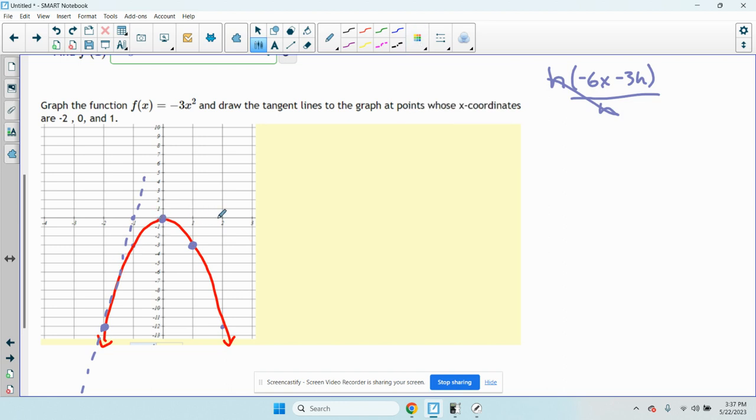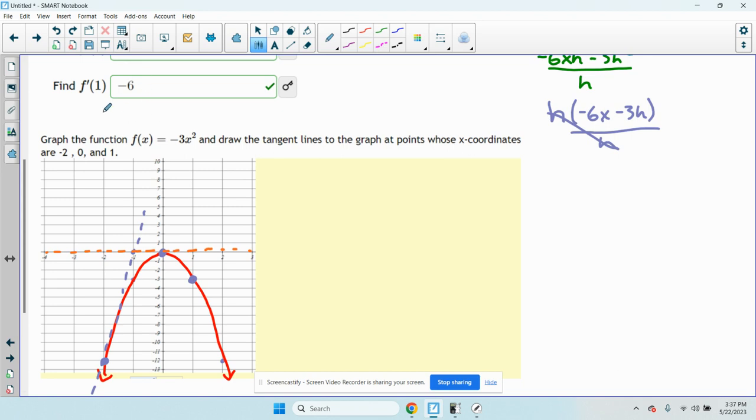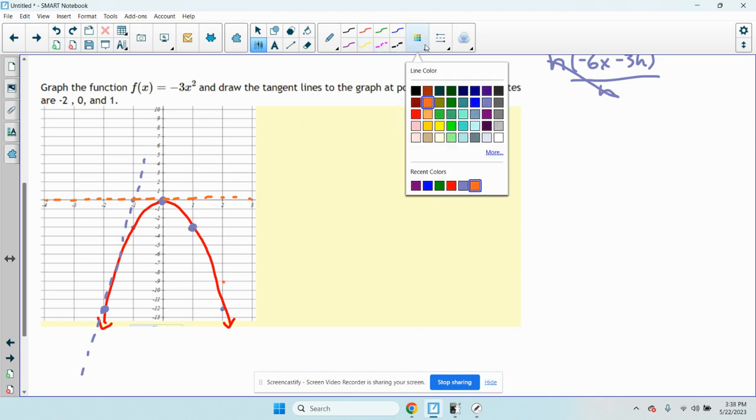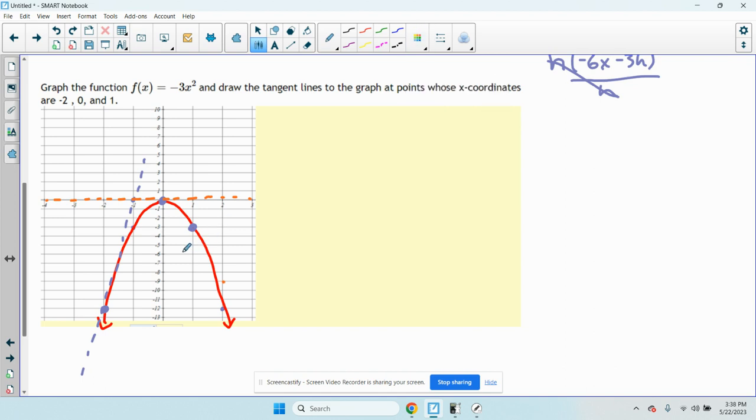At 0, the slope is 0, so this is going to look like this, a horizontal line. And at x equals 1, the slope is negative 6. So here, go over 1, down 6. 1, 2, 3, 4, 5, 6. Connect these 2 points. Let me change the color. So there will be your 3 tangents at those 3 specific points.